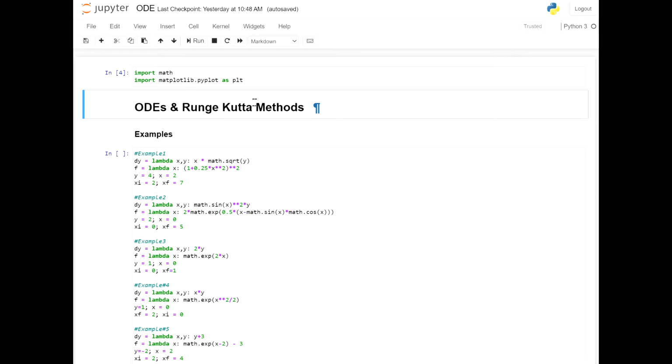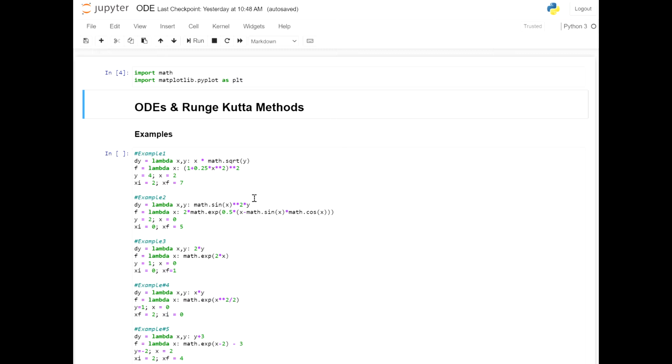So in this lesson we're going to go through 5 examples of ordinary differential equations, and we're going to solve them using the 6 methods that we have discussed thus far: Euler's method, Heun's method, midpoint, Ralston, the third order Runge-Kutta, and finally the fourth order Runge-Kutta.